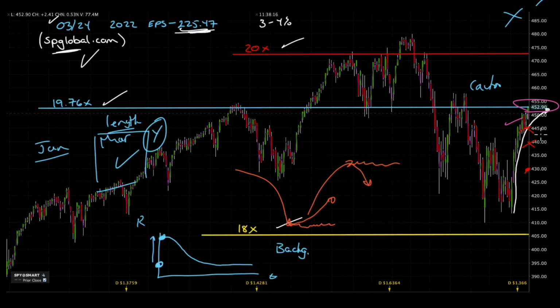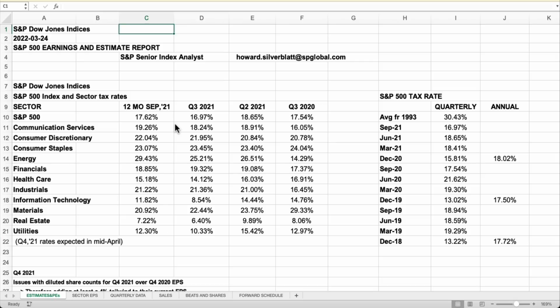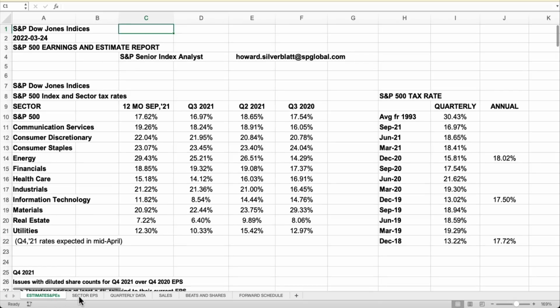And I watch my delta, my combined delta. So if somebody says, what position do you have? I don't list a whole bunch. I know exactly what my delta is. So I'll show you how I do that. Right now, let's have a look at this spreadsheet for S&P Global. You'll see there's a whole bunch of great stuff that you can play with there. Okay, here it is when you first open it up. This is what you'll see. And you have some tabs along the bottom: estimates, NPE, sector EPS, quarterly data.